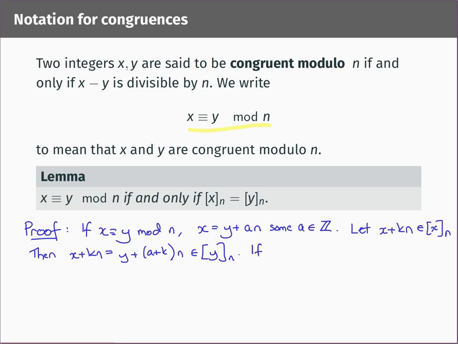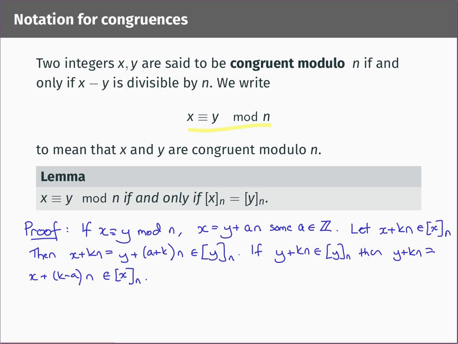So if y plus kn is an element of the class of y, then y plus kn, this arbitrary element of the class of y, again we can rewrite it using the fact that x is y plus an, so y is x minus an, so that's x plus k minus a times n, that is x plus an integer multiple of n, so it's in the class of x. So we've shown that the two classes are equal. We showed that every element of the class of x was an element of the class of y, and every element of the class of y was an element of the class of x. So we've proved that if x and y are congruent modulo n, then their congruence classes are equal.